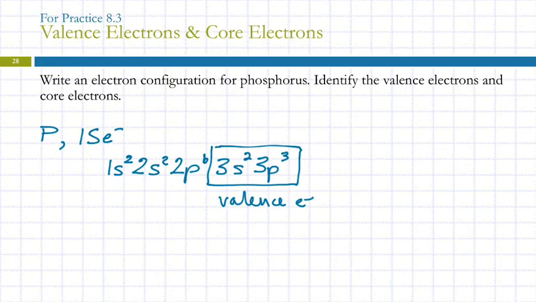Everything else, all the things in lower principal energy levels, those are core electrons. So phosphorus has 5 valence electrons and 10 core electrons. Any questions?